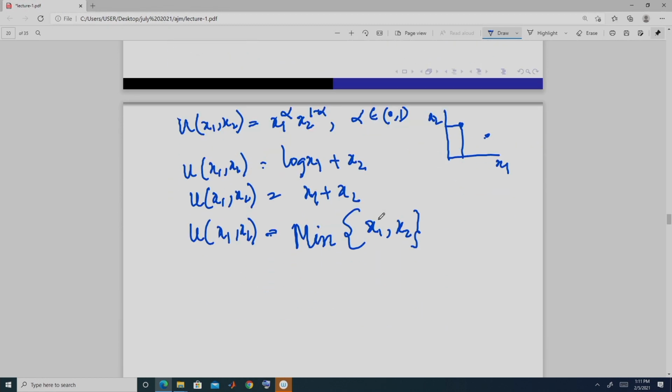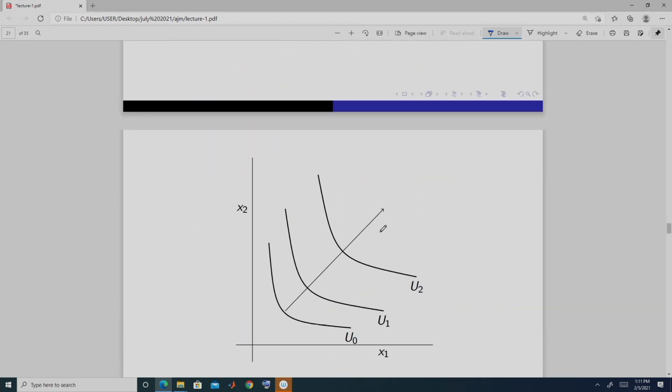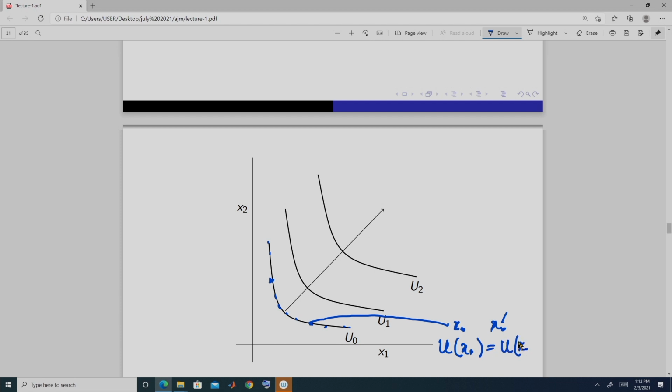So it is something like this. What we are doing here is this is a level curve, where the utility from each of these points we get is u naught. So this point is, suppose, x naught and this is, suppose, x naught dash. Then utility from x naught is equal to utility from x naught dash.